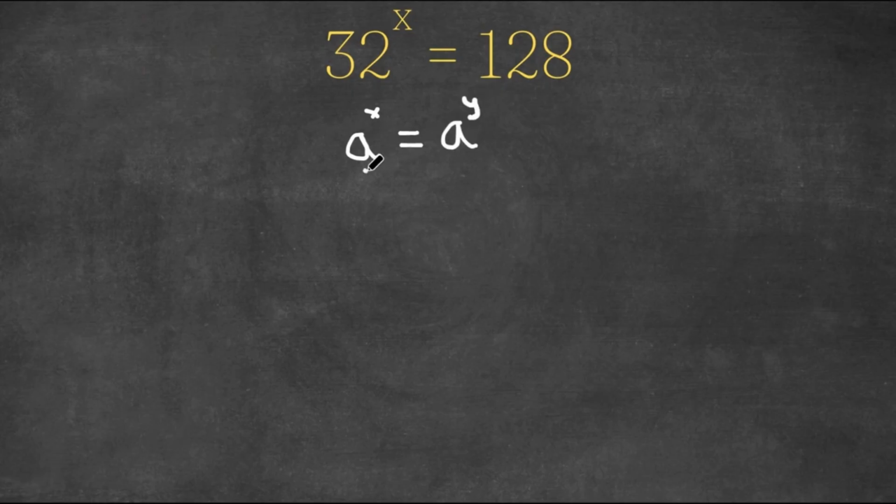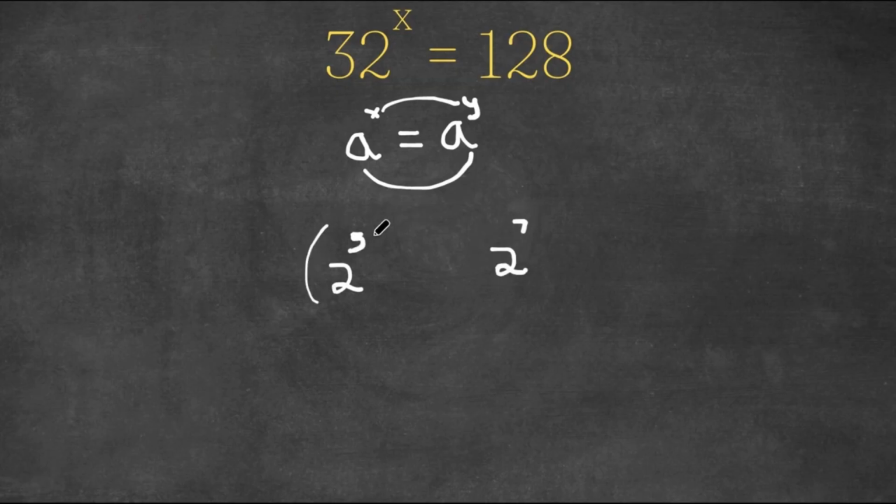As you can see, the bases here are the same, and because the bases are the same, the exponents are the same as well, because that must be true in order for the equation to be true. So we need to change 32 and 128, our bases, so that they're the same. Well, a common base for these two would be 2, right? Because 32 is 2 to the power of 5, and 128 is 2 to the power of 7.